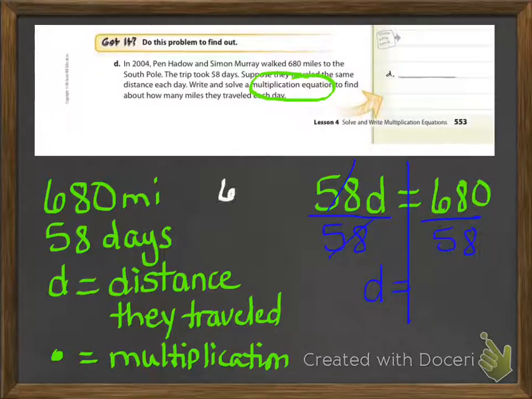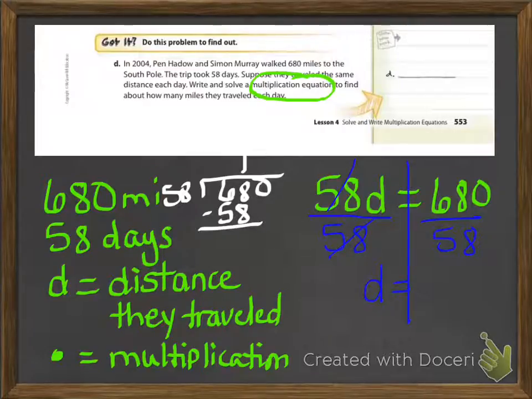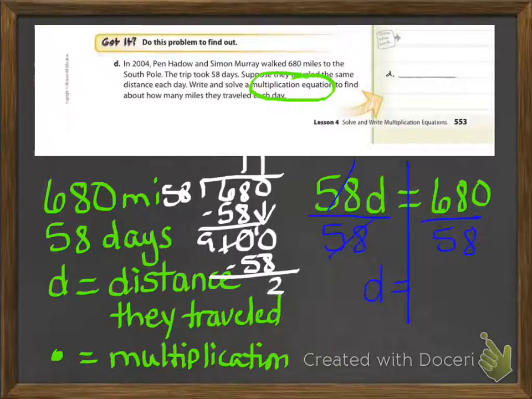So if we have 680 divided by 58, I know 58 goes into 68 just one time. 1 times 58 gives me 58. When I subtract, I get a 1, 0 here, 10, and I'm going to bring down my other 0. 58 goes into 100 only one time. 1 times 58 gives me 58. I'm going to subtract. When I work this guy out, I'm going to get 42.